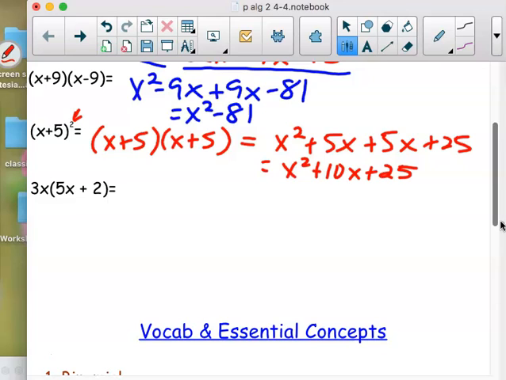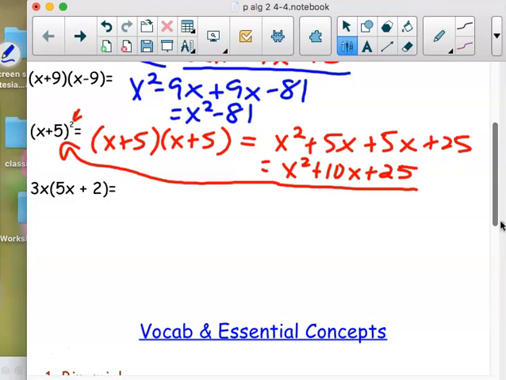Keeping in mind, we are going to have to be able to take this and put it back in the form the quantity x plus 5 squared. But understanding it forward helps us understand it backwards.